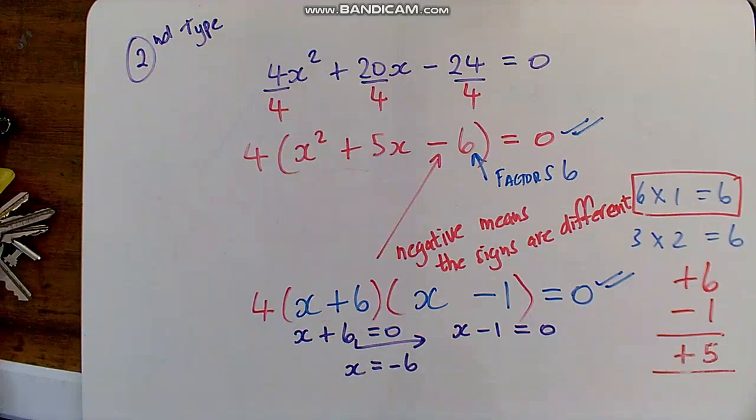And so x minus 1 is equal to 0. We're going to move that minus 1 over to the right hand side. It's going to become plus 1. Our answers for x is x is equal to minus 6 or x is equal to 1.